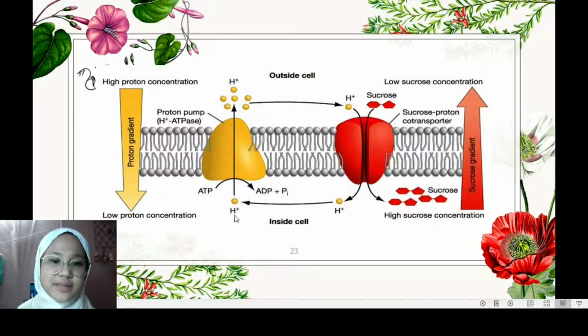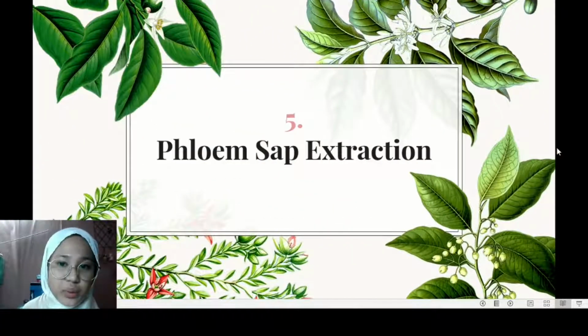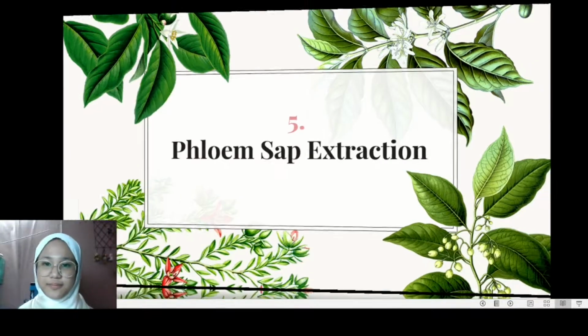Okay, first hydrogen ions will be pumped into the mesophyll cell, and then the hydrogen will be co-transported with sucrose and actively transported into the cell, which means hydrogen helps sucrose to transport into the cell. Yes. Okay, we're moving on to the phloem sap extraction.